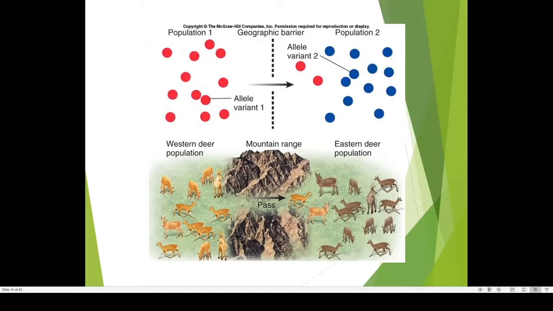So here, in this example, you have your western deer population, and they go to the eastern deer population. So what happens is there will be a mingling of populations, and then the eastern deer population will be combining somehow with the western deer traits. It's like getting contaminated. If you put sugar in water, it becomes sweet. That's the result of the combination.